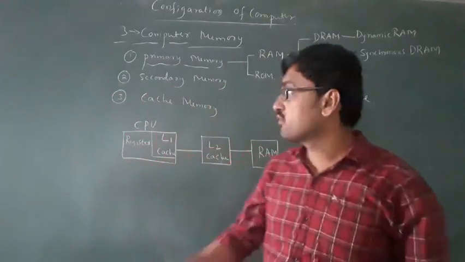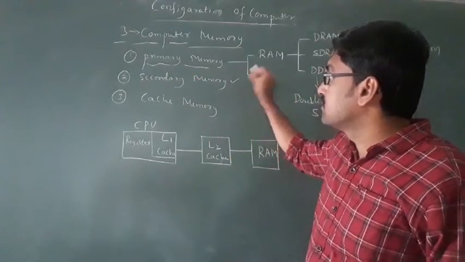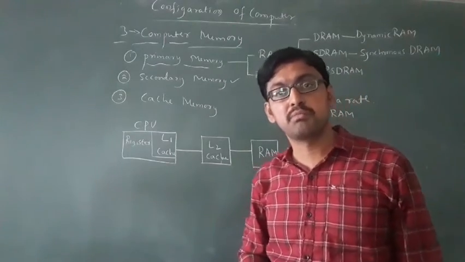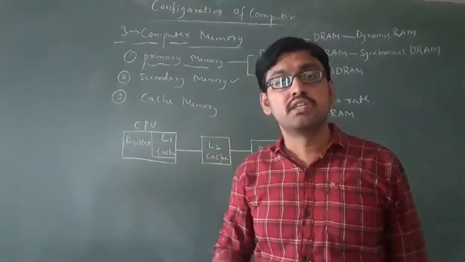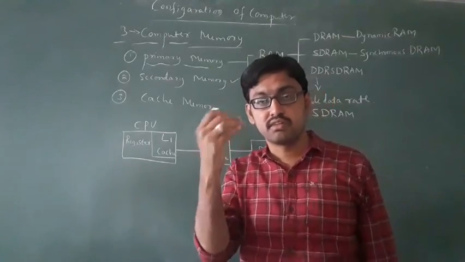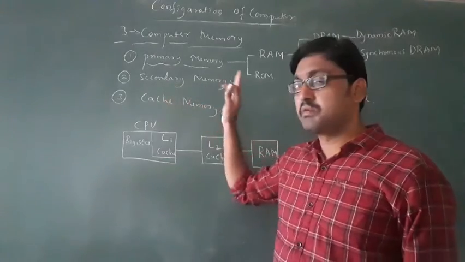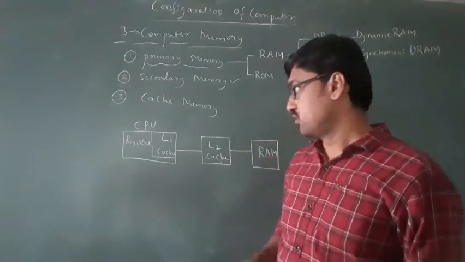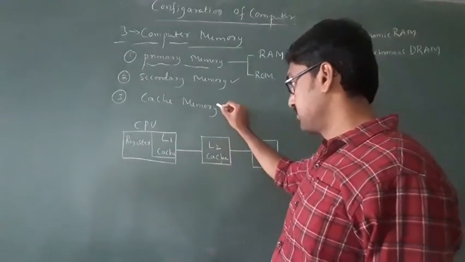Then the second memory device is secondary memory. Secondary memory, you already know, is a permanent memory. The examples are hard disk, floppy disk, CD. Already in first year you discussed this. It is not in your syllabus, don't worry about this. Then now the very important one is cache memory.